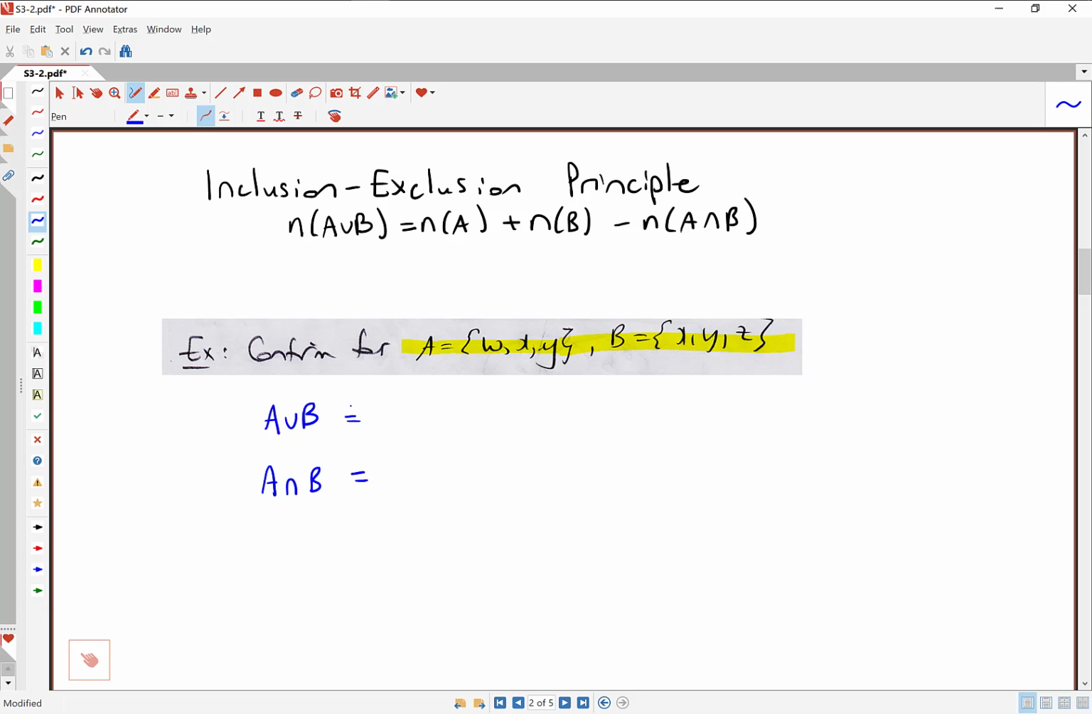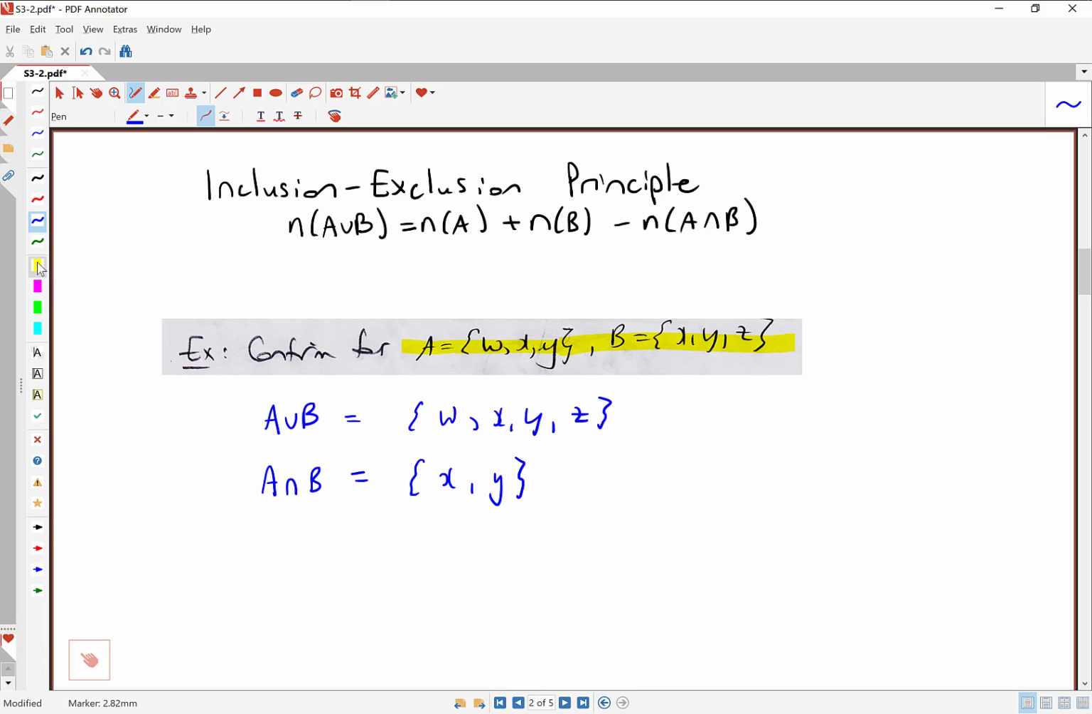A union B represents the elements that appear in A or B or both. So that would be W, X, Y, and Z. A intersect B represents the elements that appear in both sets. So that would be X and Y. Okay, and from there we have enough information to confirm our rule.